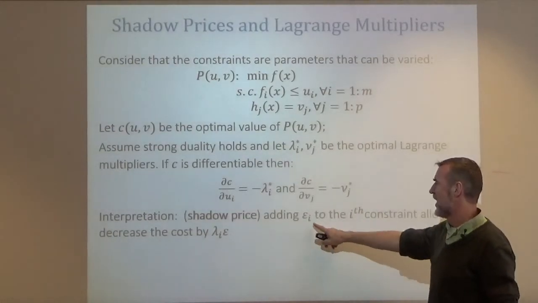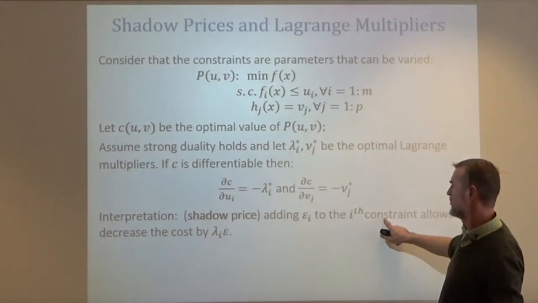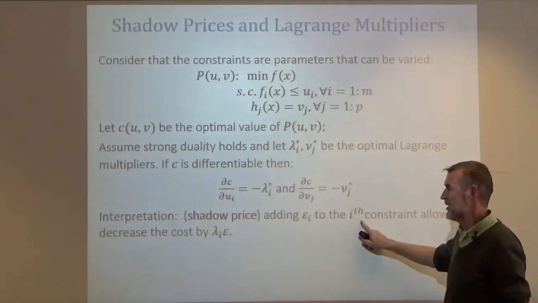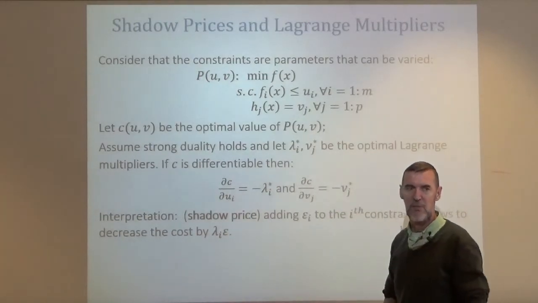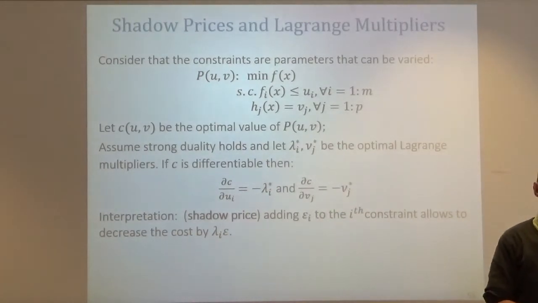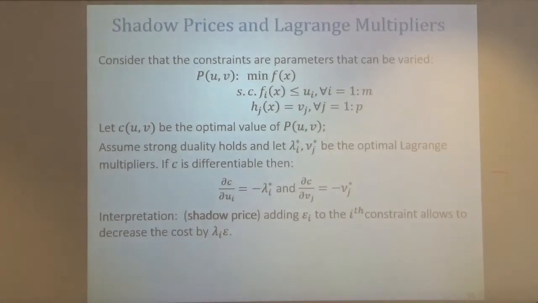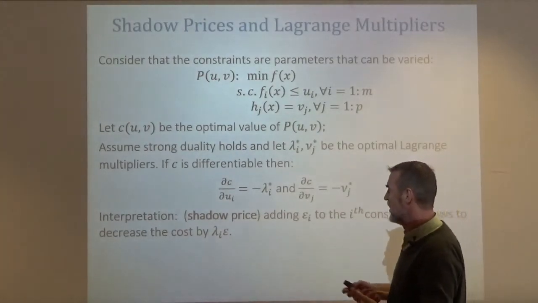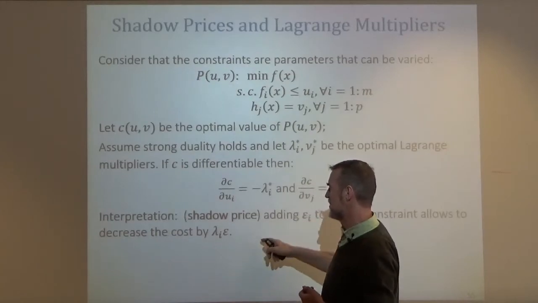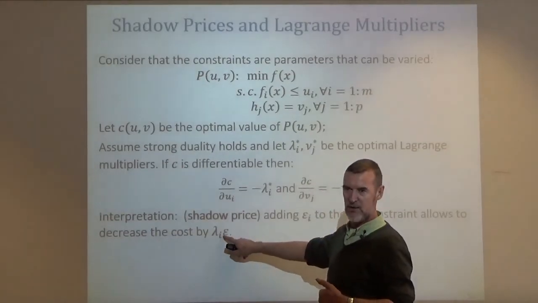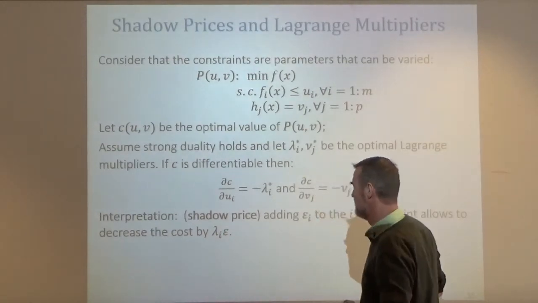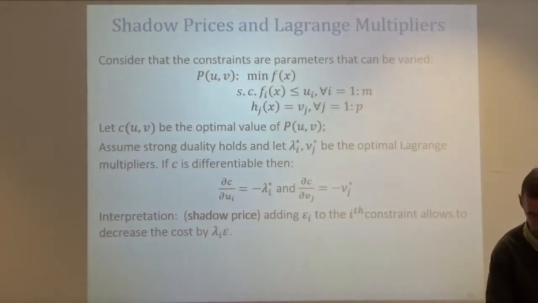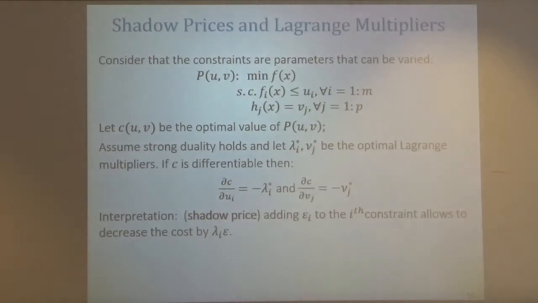It is saying that adding a small epsilon to the ith constraint, so typically more capacity, will decrease the cost by lambda_i epsilon, or would increase the value by lambda_i epsilon. So I'm willing to buy more capacity if the cost of buying this more capacity is less than lambda_i. If it's more than lambda_i, then I don't benefit from this. Let's test this on a small example.